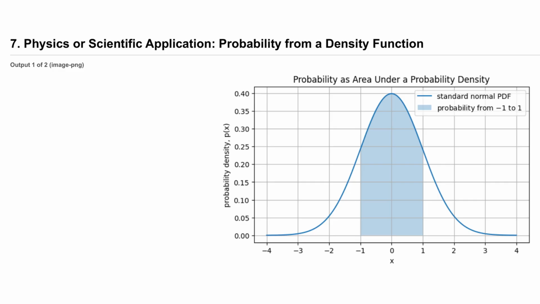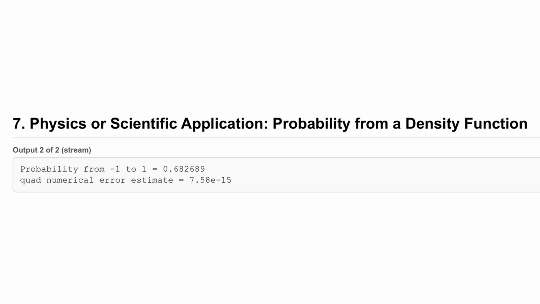The resulting plot shows the classic bell curve. The shaded area represents the probability we are calculating, which should be about 68.3% based on standard statistical theory. The quad output confirms this, giving us a value of 0.682689 with an extremely small numerical error. This high precision is expected because the normal distribution is a well-behaved, smooth function.